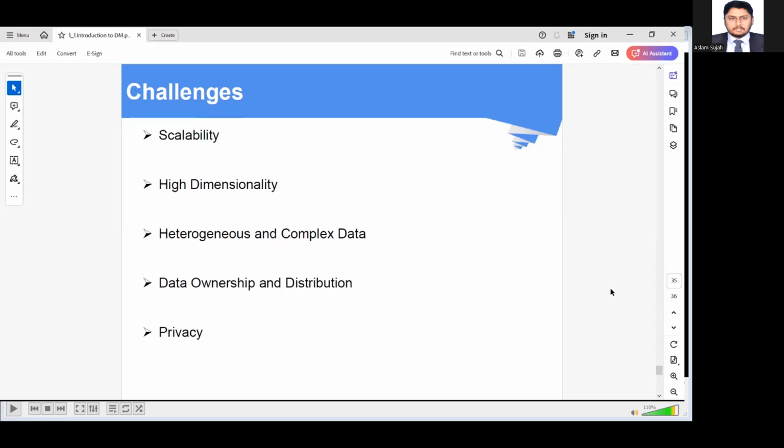Heterogeneous and complex data means there are different types of data, right? Similarly, different sources of data. We also have a huge amount of complex data. So we have a big challenge: what are the attributes we are collecting for this research? That is a big challenge, right? That is high dimensionality: we have a huge number of attributes nowadays, so which attributes highly influence the data mining task?